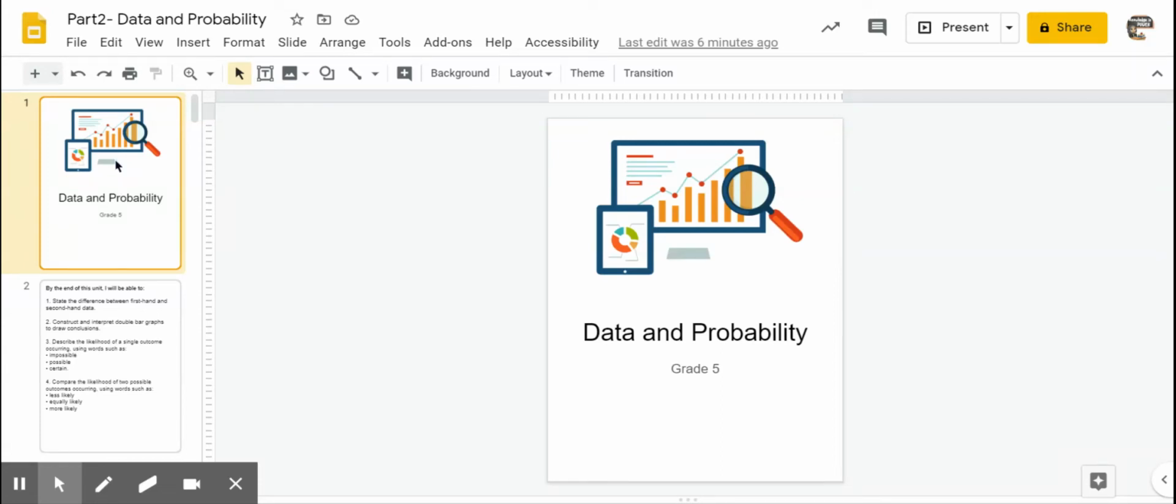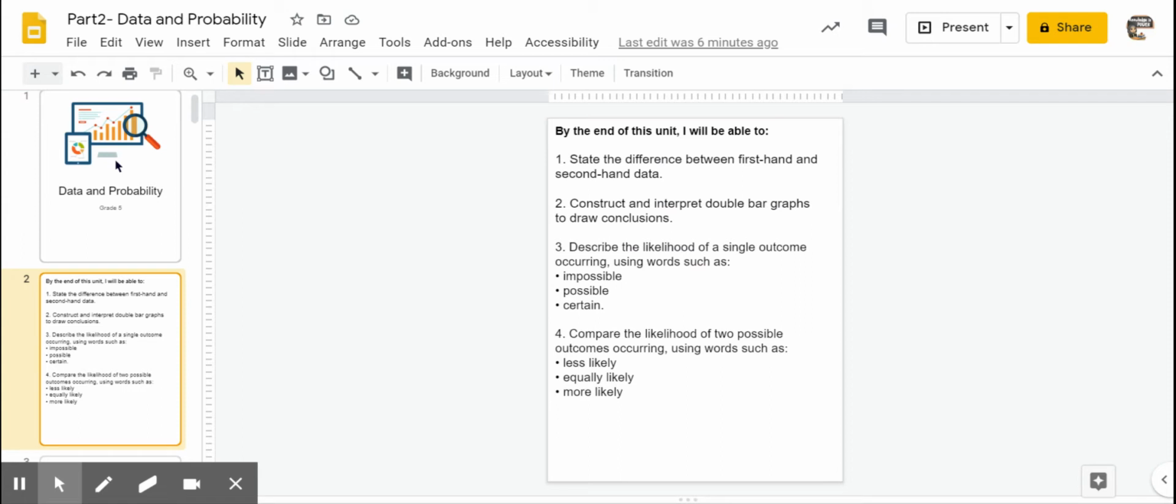So today we are going to be talking about probability. Last week we talked about data, and I'm just going to review the notes, the things that you should make sure that you know. So first of all, you need to know what first-hand and second-hand data is. You need to be able to explain a bar graph and tell me all about it. You need to describe the likelihood of a single outcome occurring. So we're going to be talking about words such as possible, impossible, and certain, and also compare the likelihood of two outcomes. So things like equally likely, less likely, or more likely. So I'm going to be explaining all that right now in the next couple of slides.